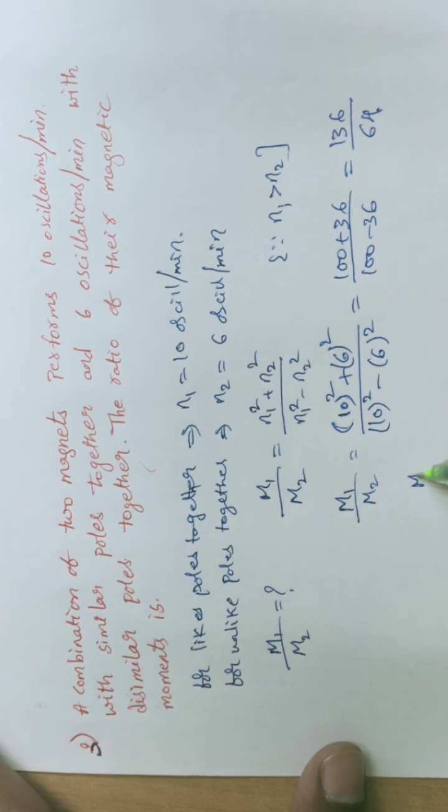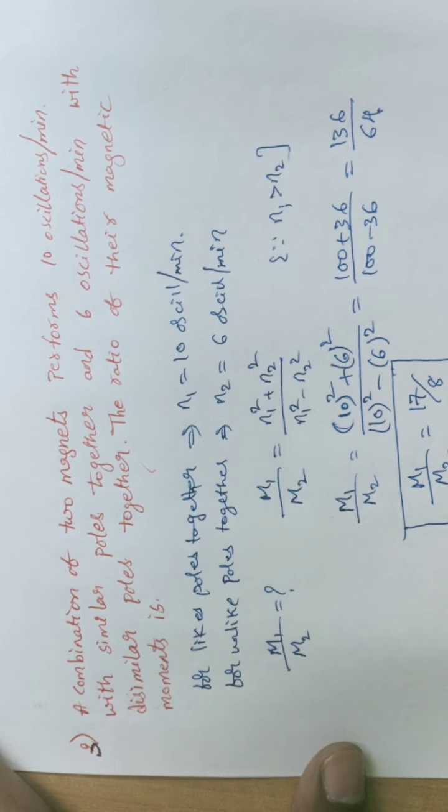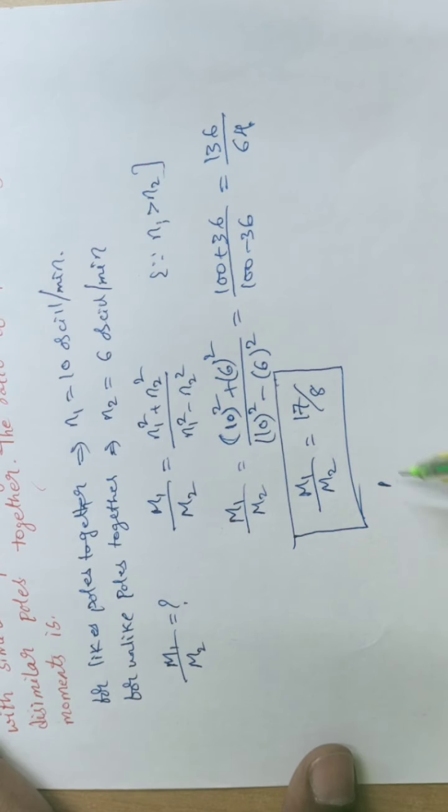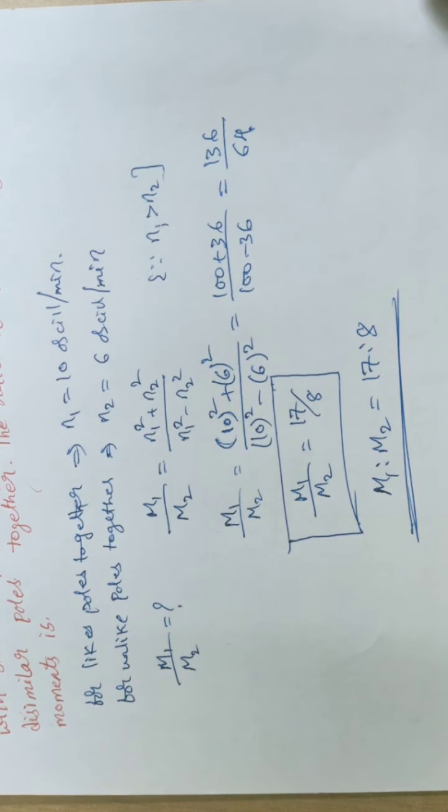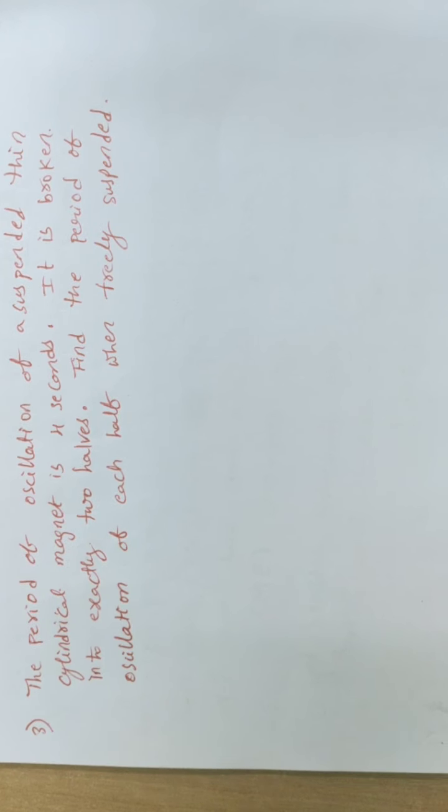Finally, by calculation, we get m1 divided by m2 is equal to 17 by 8. So m1 is to m2 is equal to 17 is to 8. This is the answer for this simple question. Okay students, so one more problem, observe carefully students.